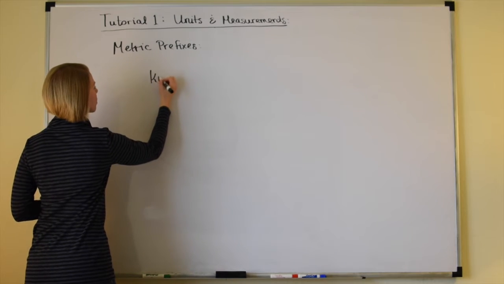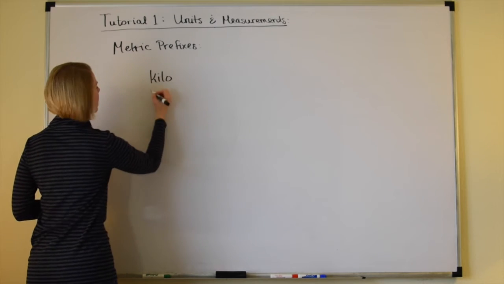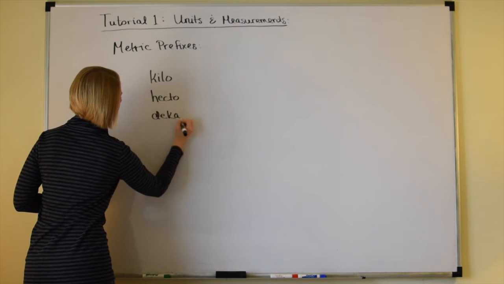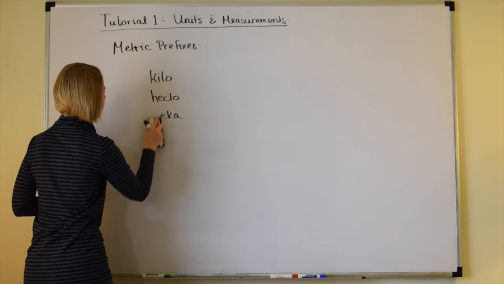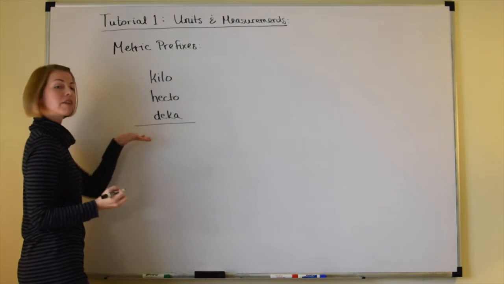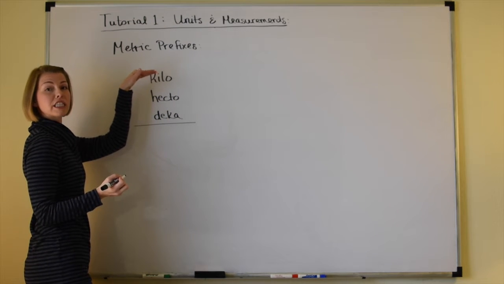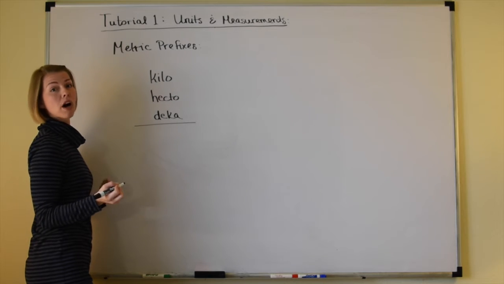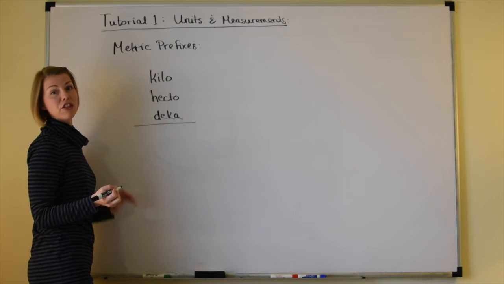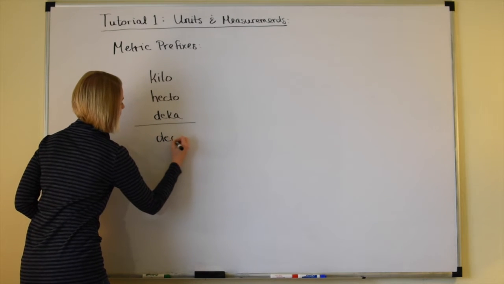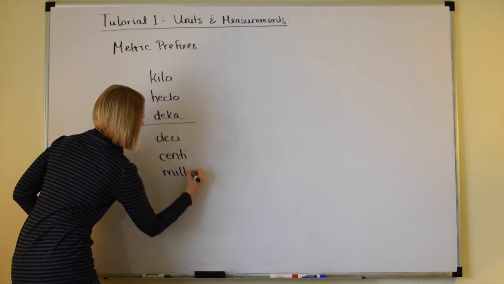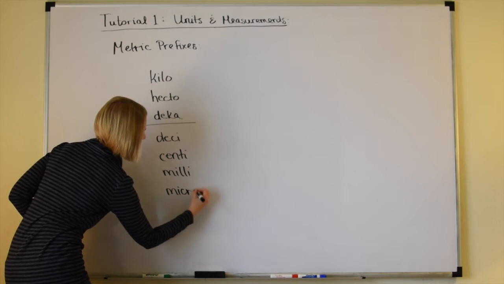I'm going to write down the prefixes here. So we've got kilo, hecto, deca. Make that a better D. Deca. I'm going to put a line here because everything that appears above the line represents a factor of 10 that is greater than 1, and then all the prefixes that I write below the line are going to represent factors of 10 that are less than 1. So deci, centi, milli, and micro all go below the line there.